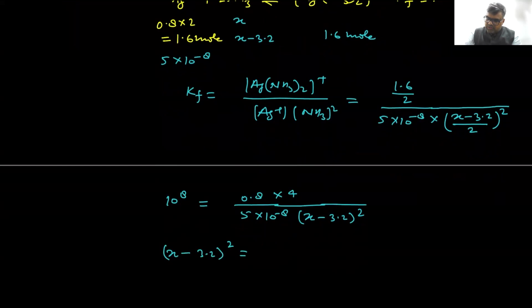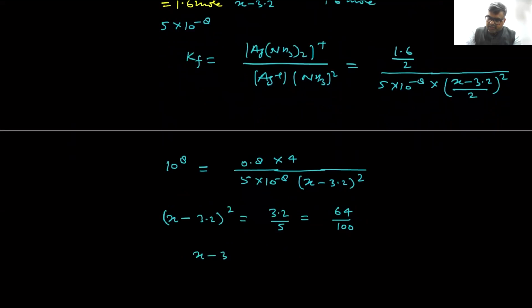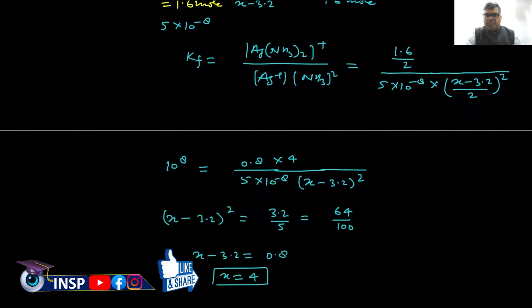approximately how much is it? 10 power minus 8 will be cancelled. So 3.2 by 5. You can also write it as 64 by 100. Let's take a root. So it is x minus 3.2 is equal to 0.8. X will be equal to 4. This is your answer.